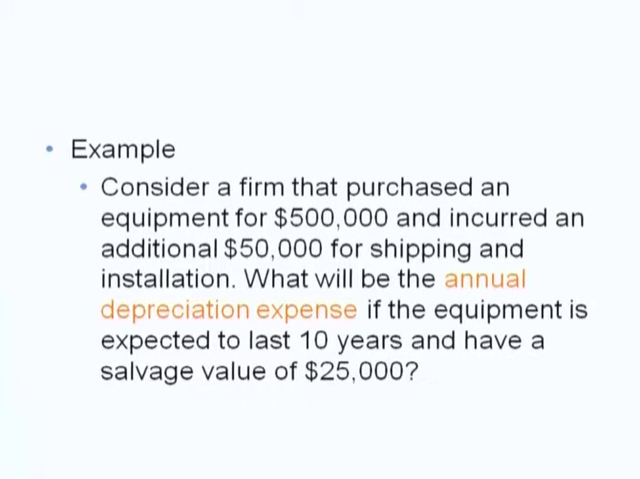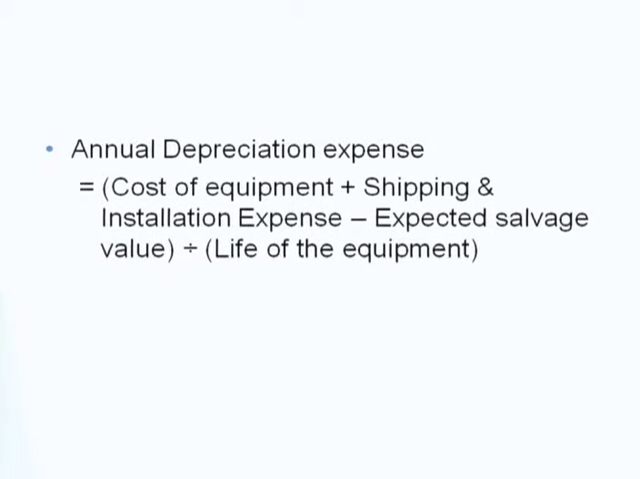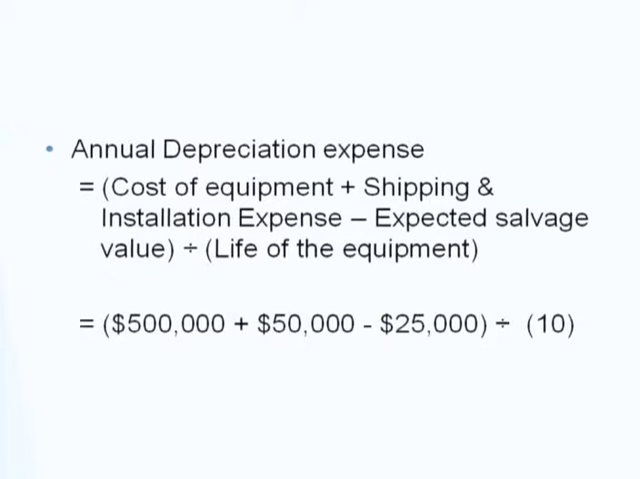Example: consider a firm that purchased equipment for 500,000 and incurred an additional 50,000 for shipping and installation. So the depreciable asset will be 550,000. What will be the annual depreciation expense if the equipment is expected to last 10 years and have a salvage value of 25,000? So use the formula, substitute the numbers into the formula. You get annual depreciation of 52,500 per year.